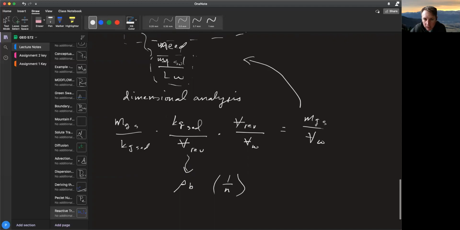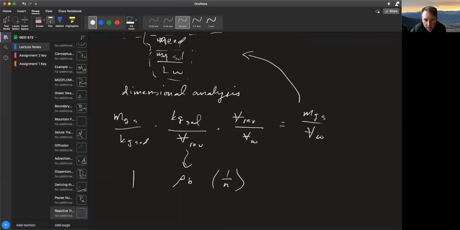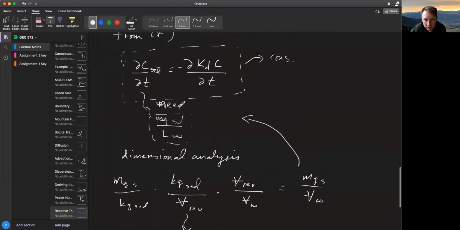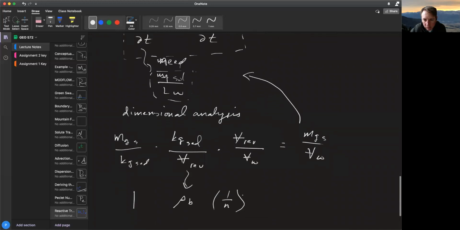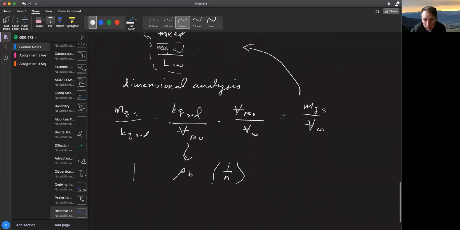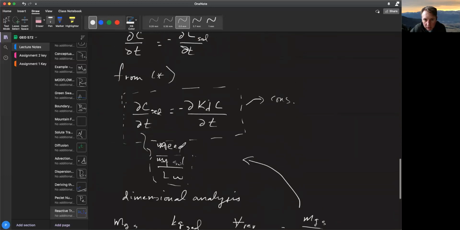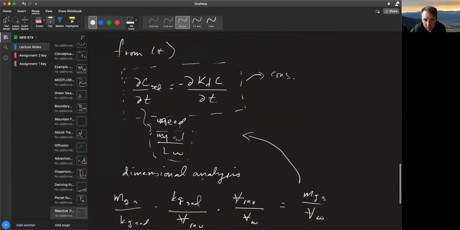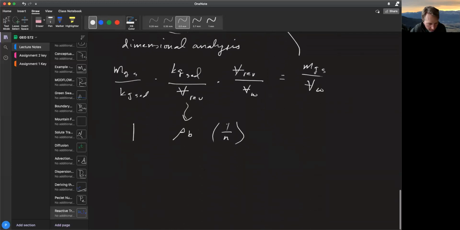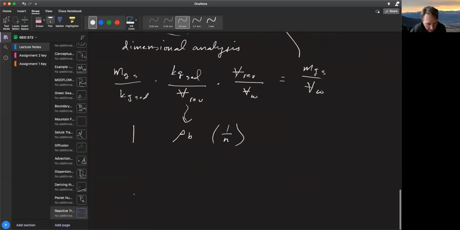So if I take my C_sed and multiply it by rho_B over porosity, I'm going to end up in the right units. So we're going to do it this way.